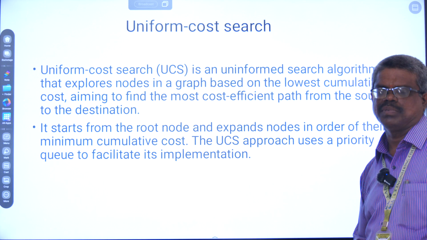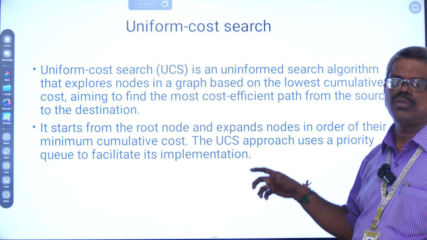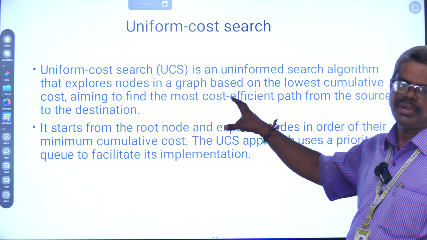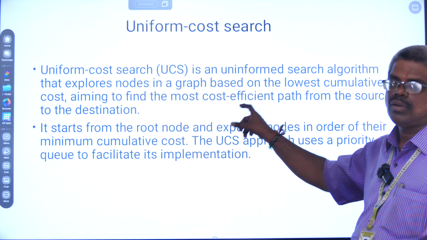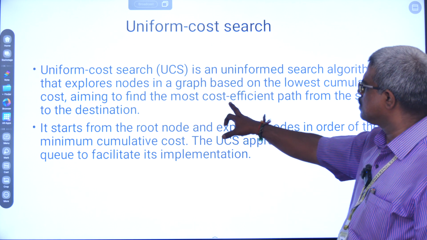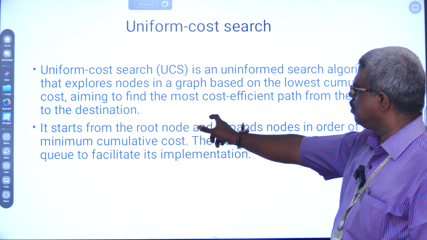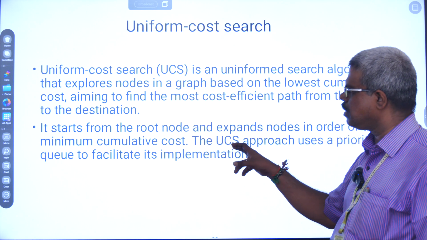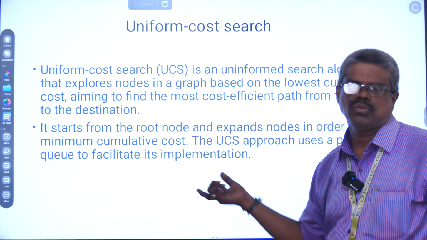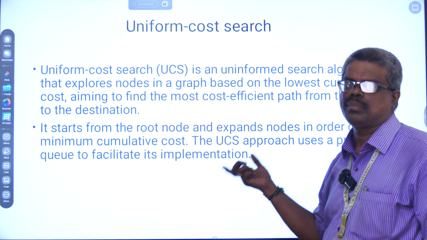Next is the uniform cost method. This is a very cost effective search, where you use cost effective techniques to reduce the cost of finding the route, finding the optimal solution. It is also based on the graph method. It is the most cost effective. It also starts from the root node and expands the node in order to find the minimal cumulative cost. This is called the uniform cost search method.